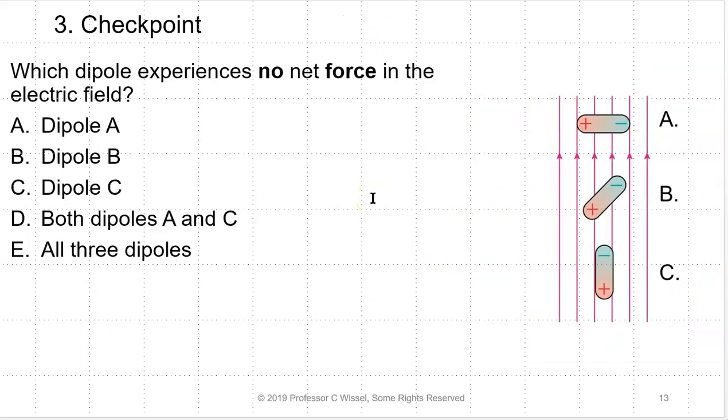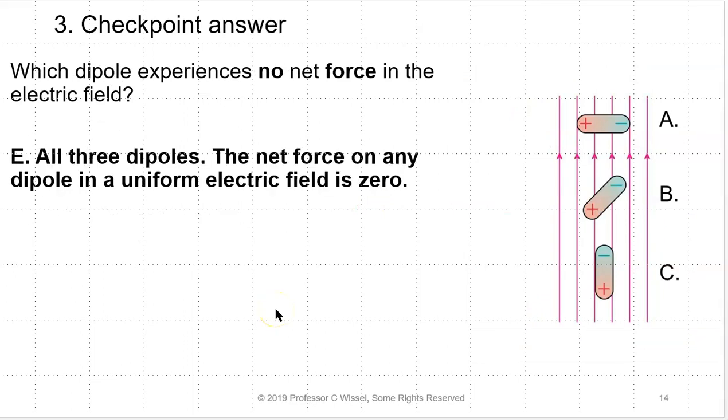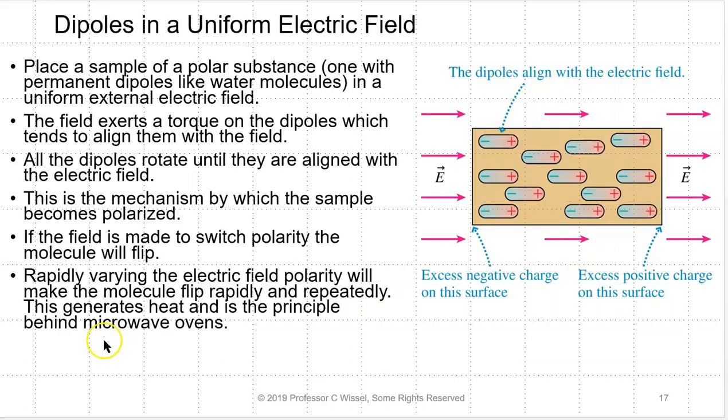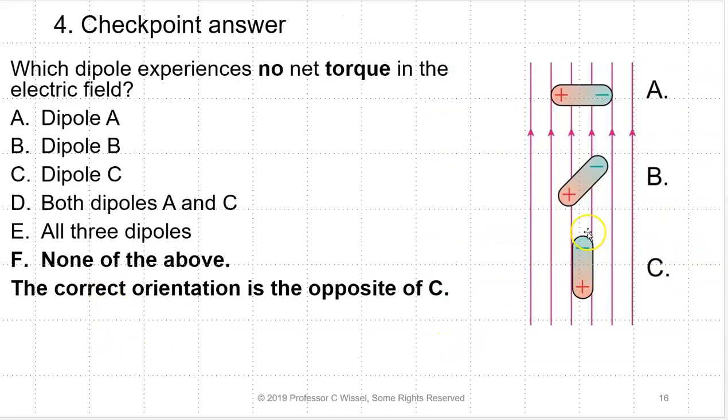Okay, which dipole will experience no net force in the electric field? All three dipoles. The net force on any dipole in a uniform electric field is zero. It's a trick question. Which dipole experiences no net torque in the electric field? None of the above. Okay, the correct orientation would be if this one were flipped around. Because remember, this electron is going to want to swim downstream and this one wants to go that way. So there would be a choice D here where this was turned around. That would be the correct answer. But without that, it's none of the above.